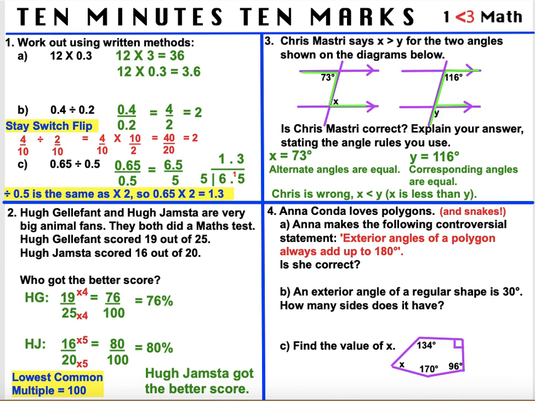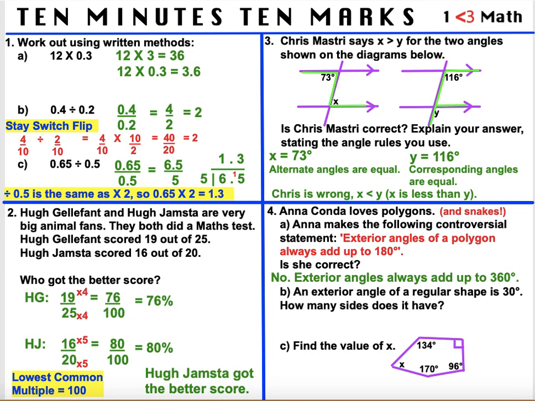Exterior angles, the angles on the outside, always add up to 360 degrees. So obviously Anaconda is incorrect here. Exterior angles always add up to 360 degrees. You need to remember that.